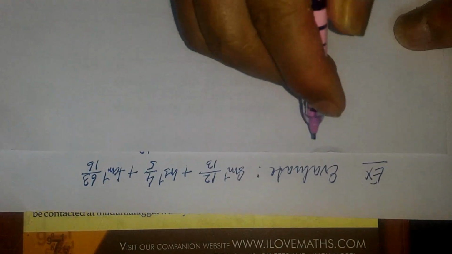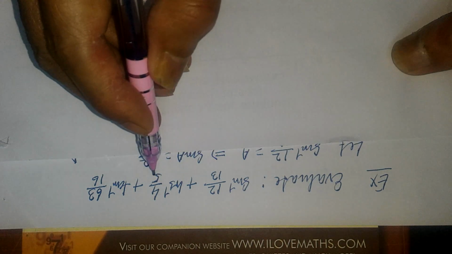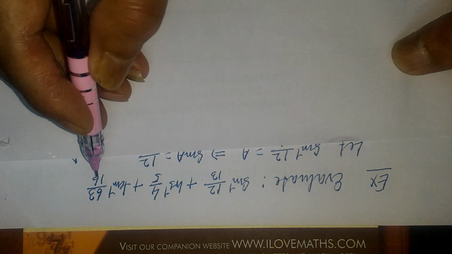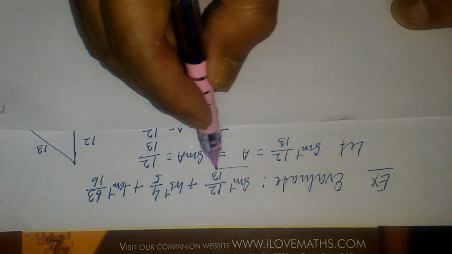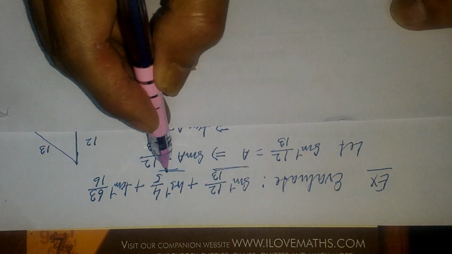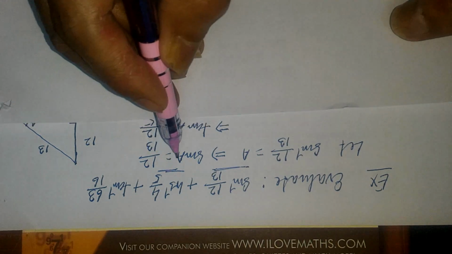We are having a question. Evaluate this: sine inverse 12 by 13, cos inverse 4 by 5, tan inverse 63 by 16. So what we'll do, first we'll convert this sine inverse and cos inverse into tan inverse, as we have discussed earlier.